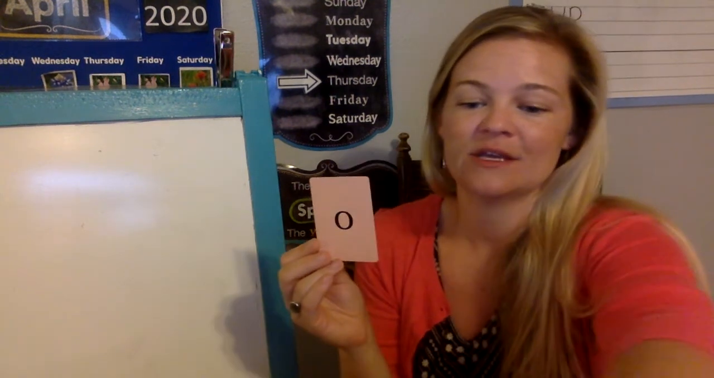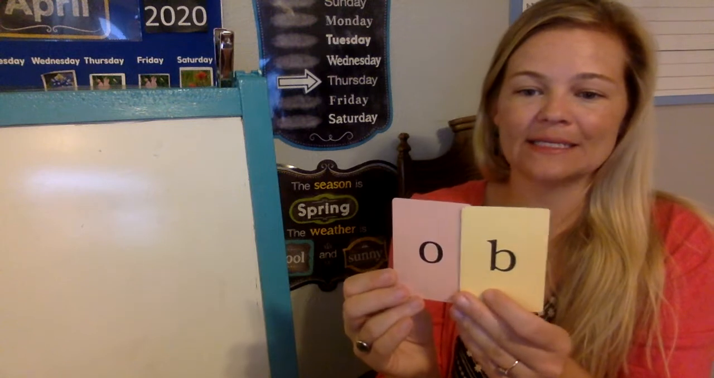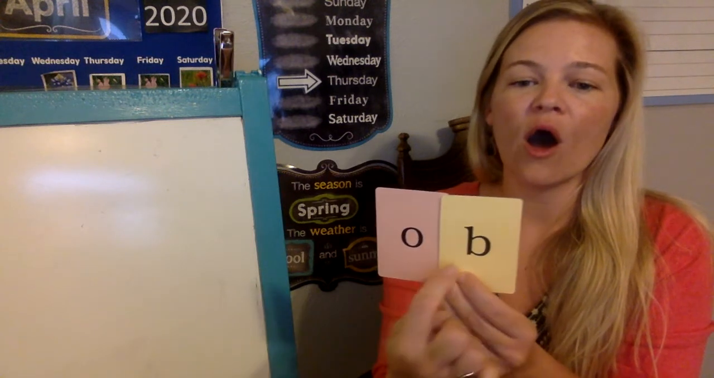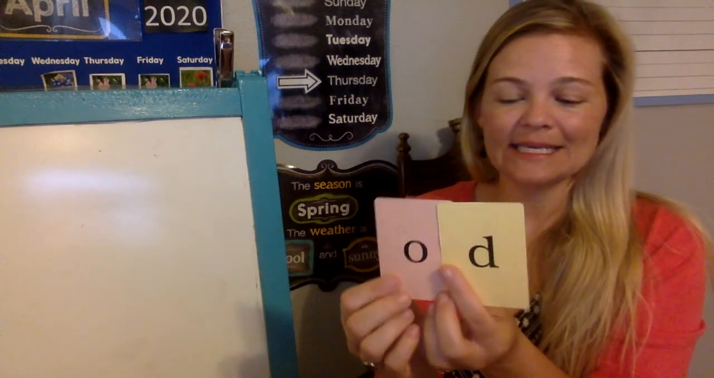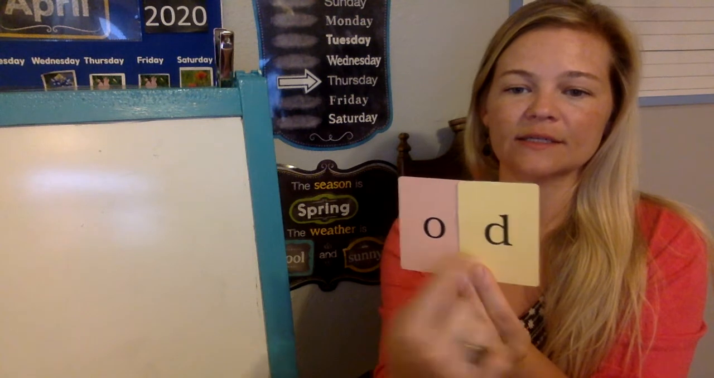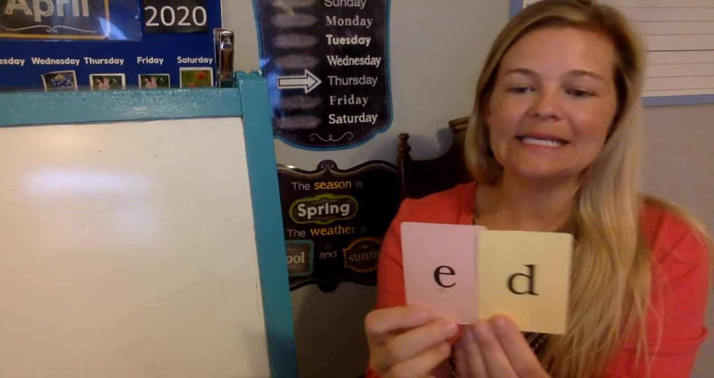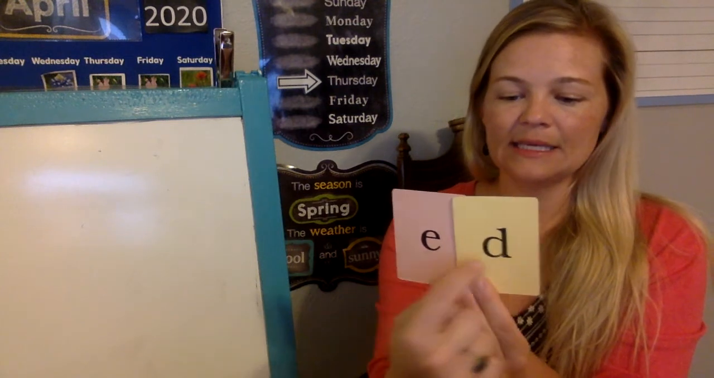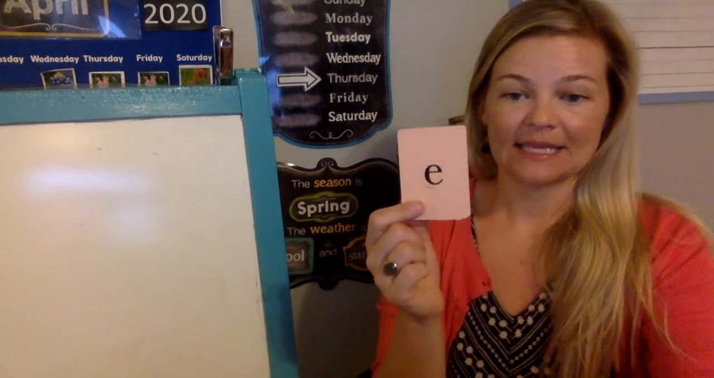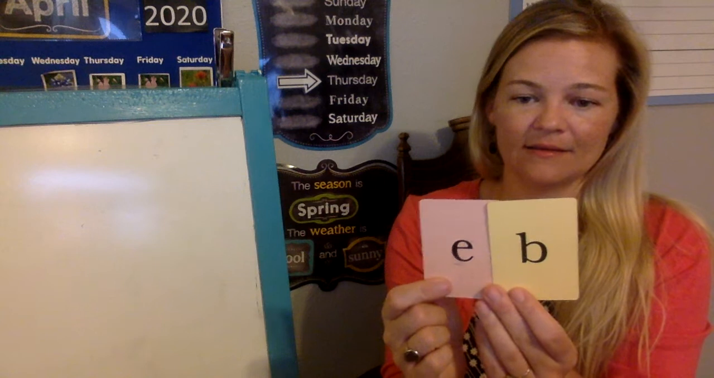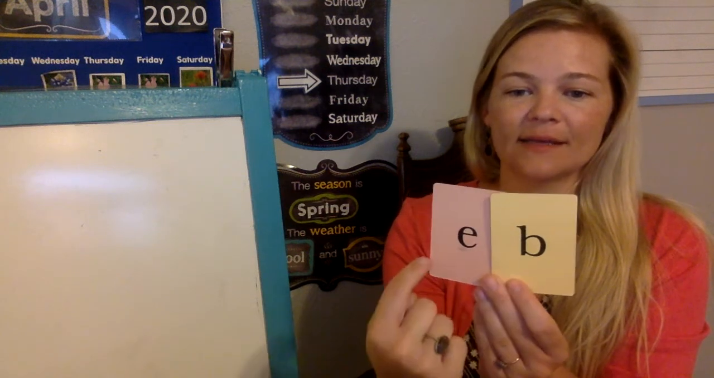All right, we have an O. O makes an ah sound. And if we have an O and a B, it would be ob, ob. O and D would be odd, odd. Okay, let's see what E and D would be. ED would be ed, ed. And then EB would be ebb, ebb.